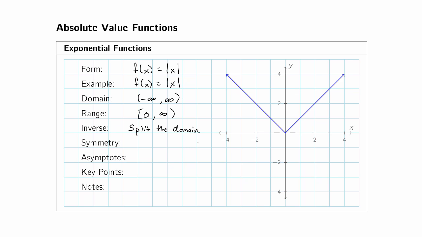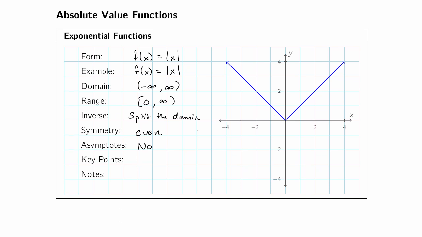Unlike the even power functions, once we split the domain, there's nothing else to do. Because it removes the sign information, this is again an even function. It has no asymptotes, and when we go to graph it, we'll use the points -1, 1, 0, 0, and 1, 1.